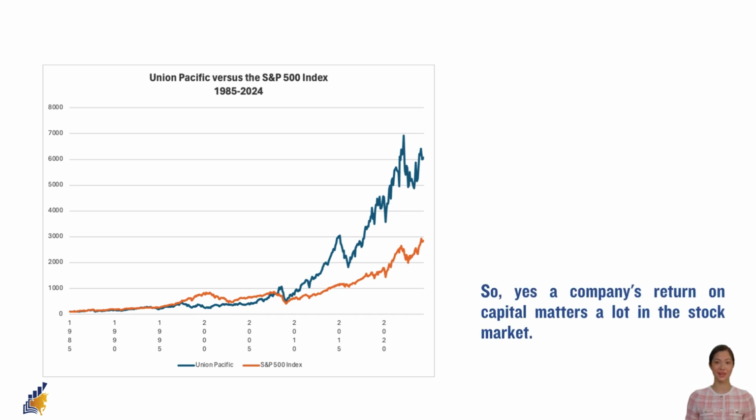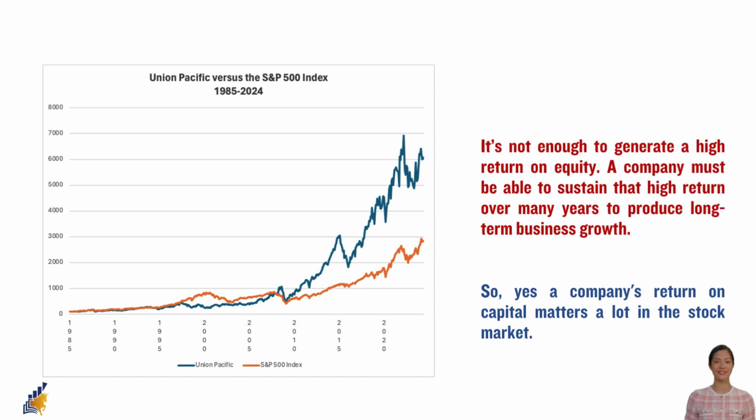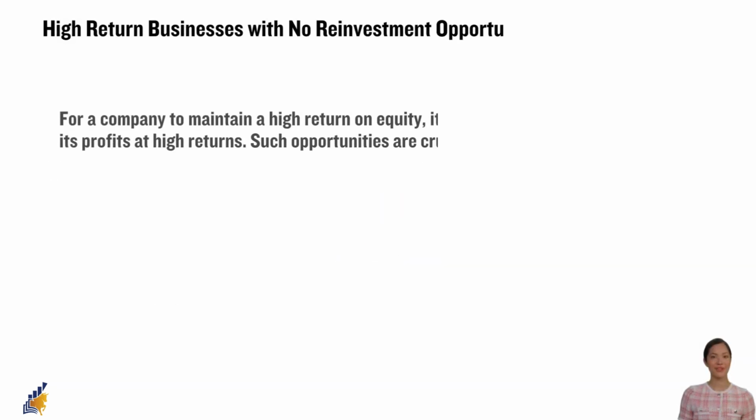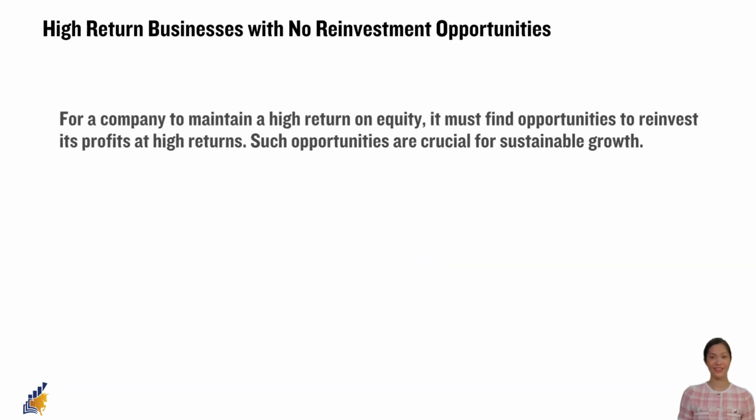But here's what's really important. It's not enough to generate a high return on equity. A company must be able to sustain that high return over many years to produce long-term business growth. That's what Union Pacific was able to achieve over many years. For a company to maintain a high return on equity, it must find opportunities to reinvest its profits at high returns. Such opportunities are crucial for sustainable growth.